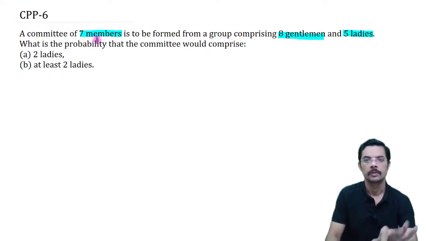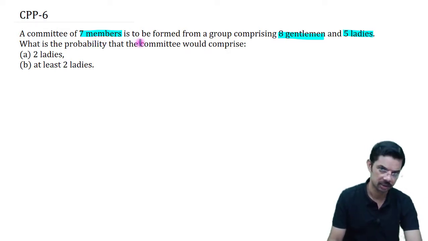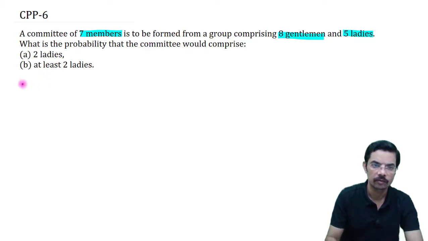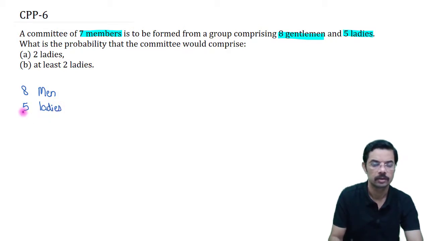Okay, first thing, when we have 8 gentlemen and 5 ladies and we need to form 7 members. So there are a total of 8 men and 5 ladies. So in total we have 13 people.